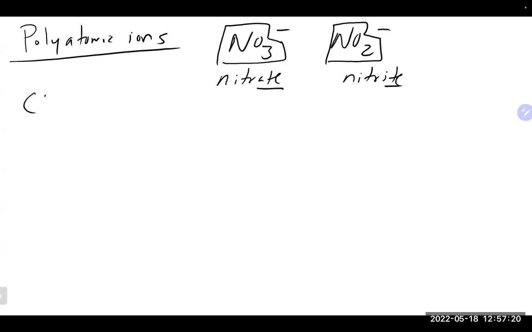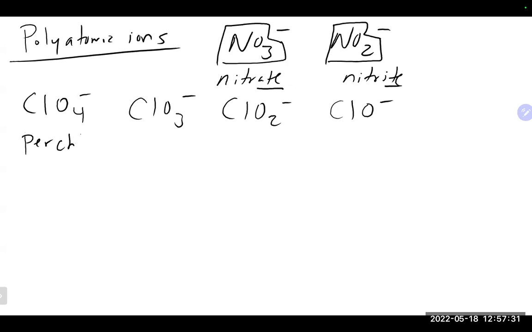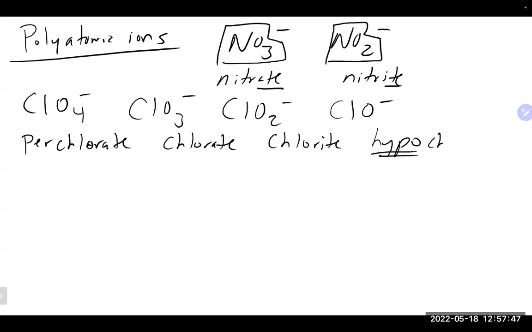There's also groups of 4, like ClO4 minus, ClO3 minus, ClO2 minus, ClO minus. The one with the most oxygen starts with per and ends with ate, so perchlorate. Next guy would be chlorate. The 2 ones with the smallest number of oxygens would end in ite, so this would be chlorite. And the guy with the least number of oxygens in a group of 4 starts with hypo and ends in ite, so hypochlorite as well.